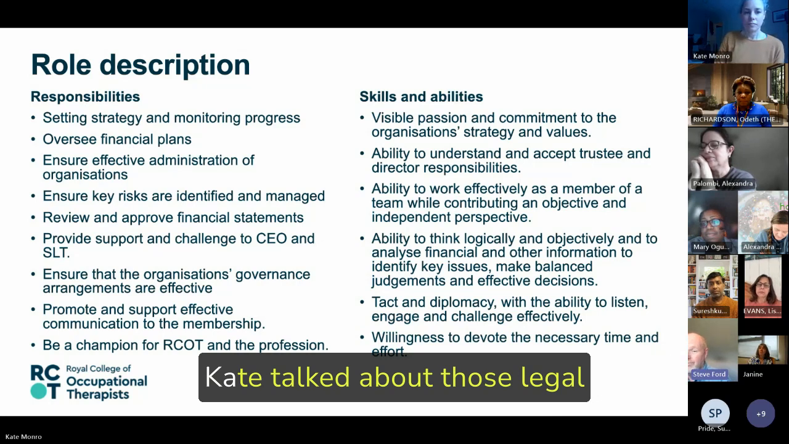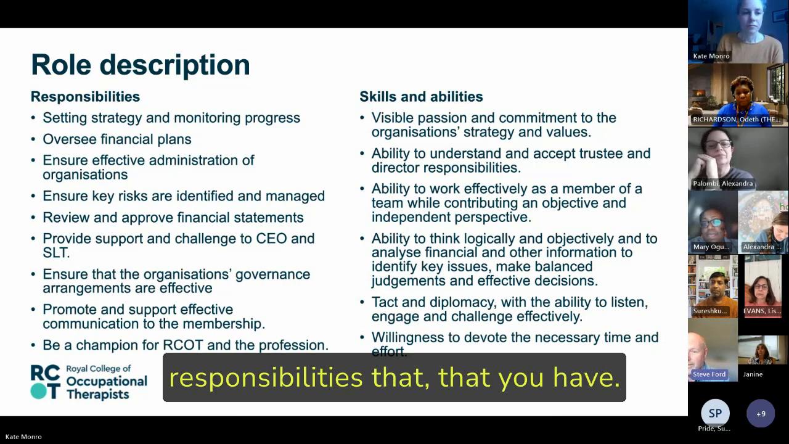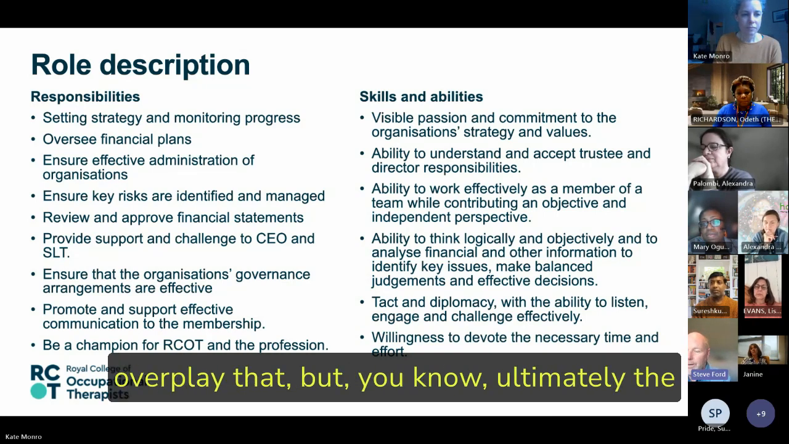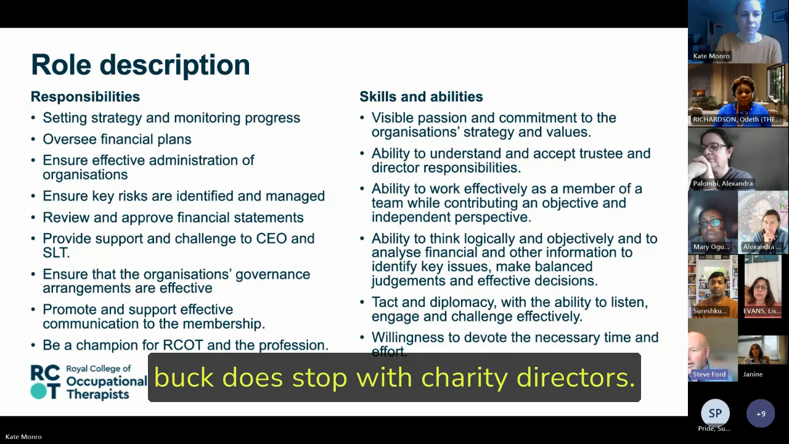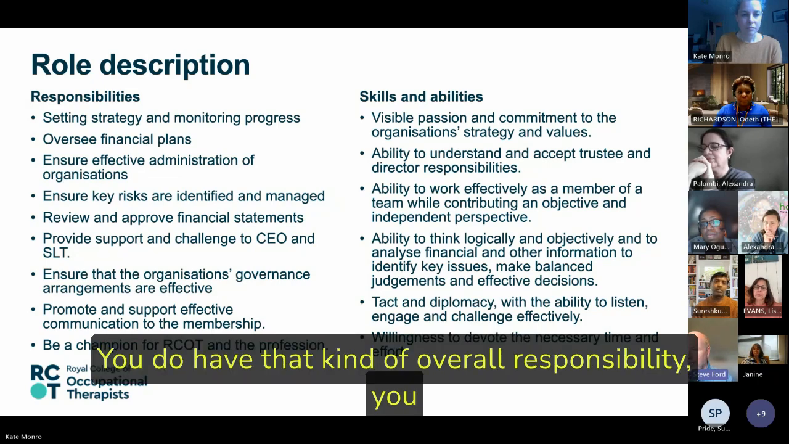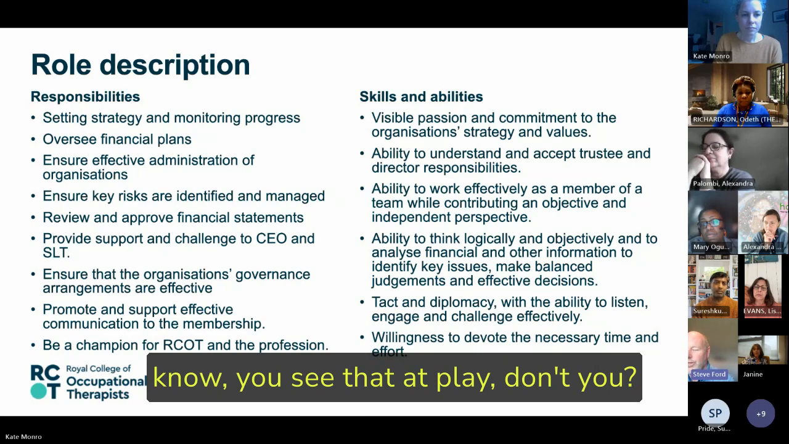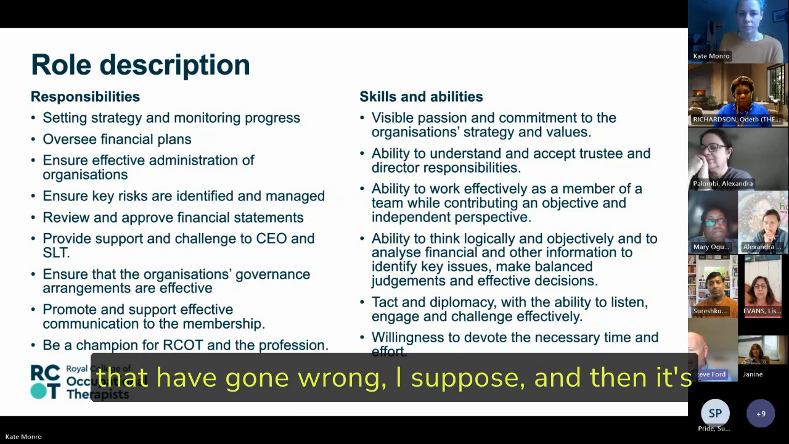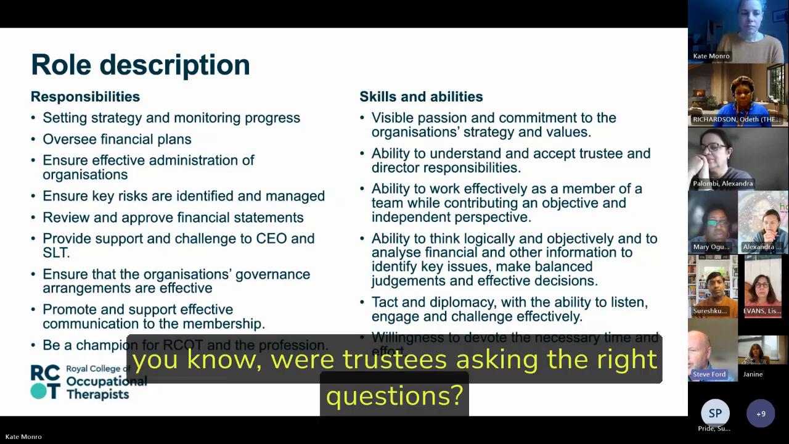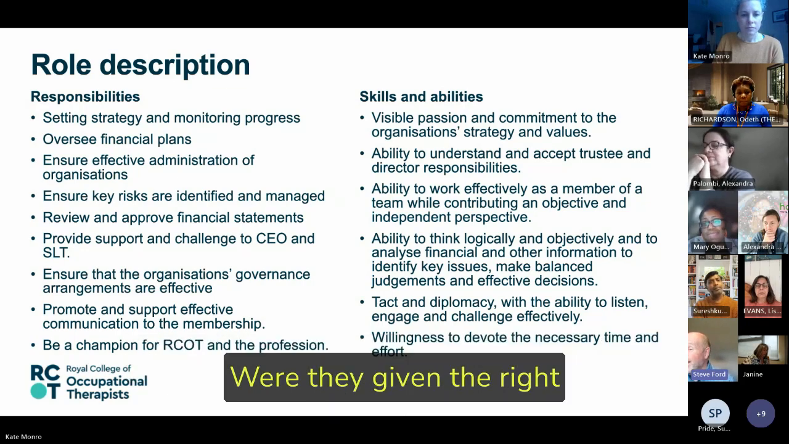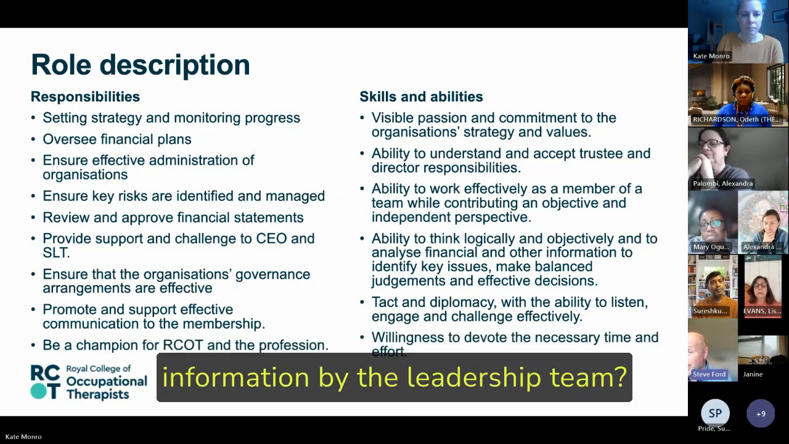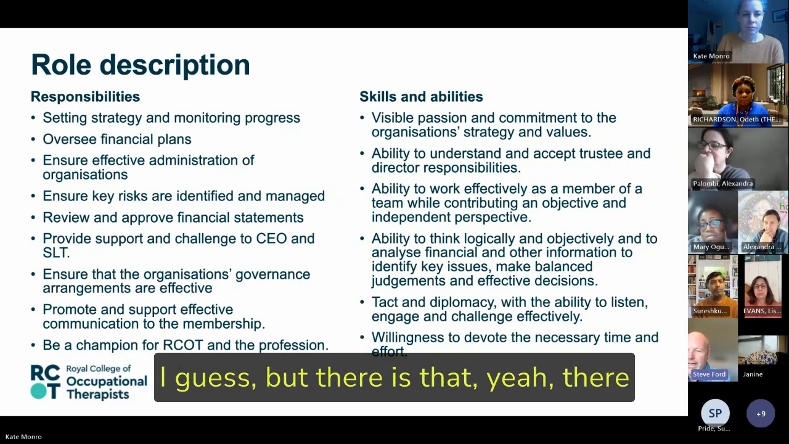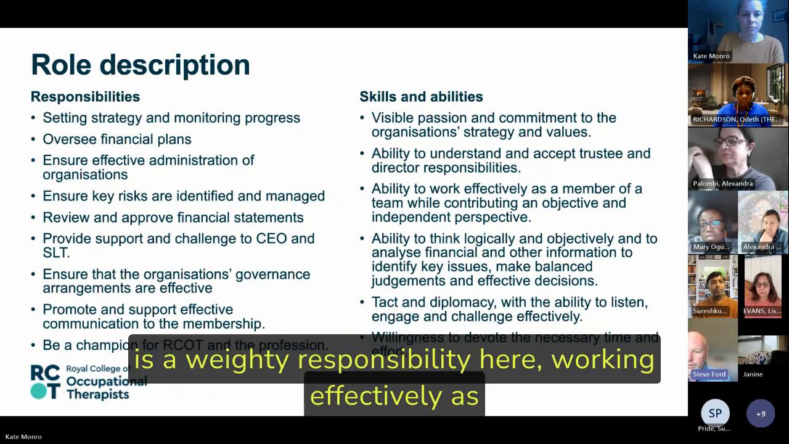Kate talked about those legal responsibilities that you have, and I didn't want to overplay that, but ultimately the buck does stop with the charity directors. You do have that overall responsibility. You see that at play sometimes when you read about organizations that have gone wrong, and it's in the pages of the newspapers. Were trustees asking the right questions? Were they given the right information by the leadership team? Did they have the wool pulled over their eyes? All of those kinds of issues. But yes, there is a weighty responsibility here.